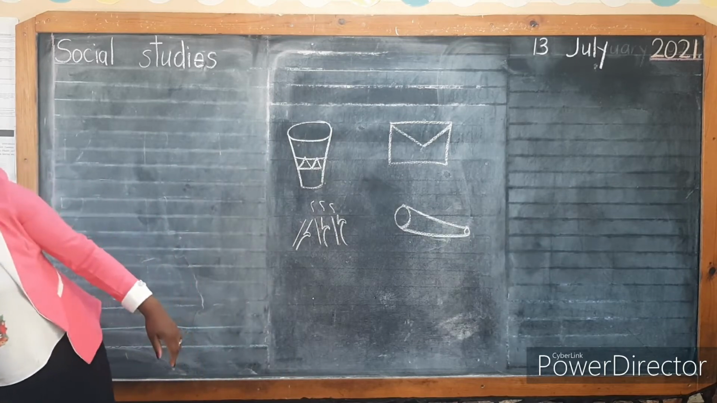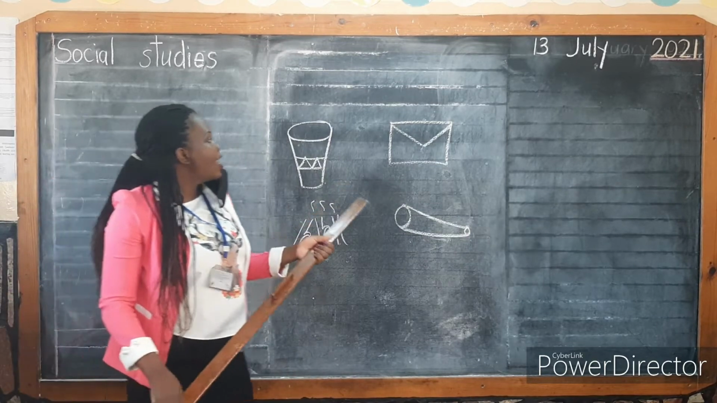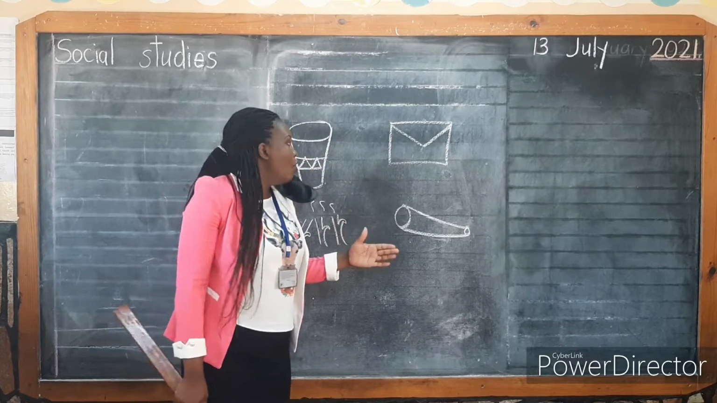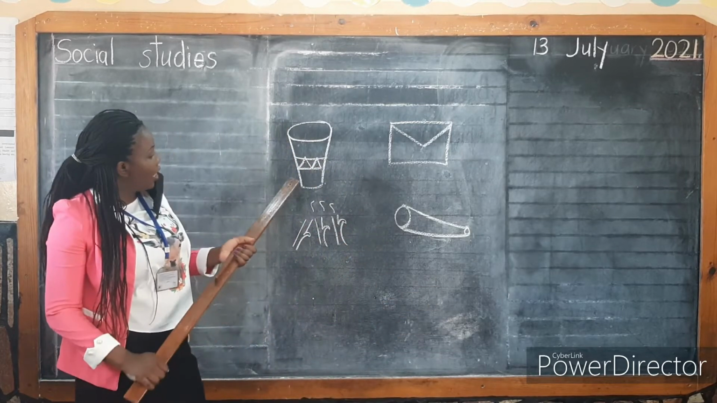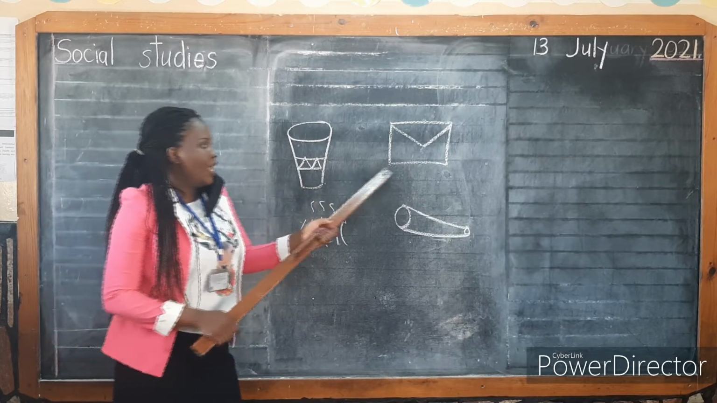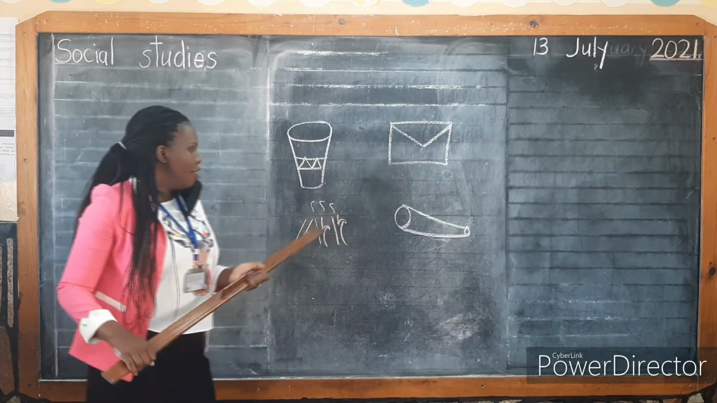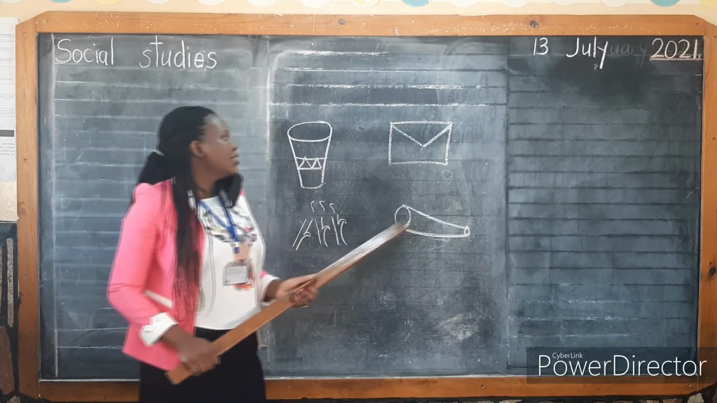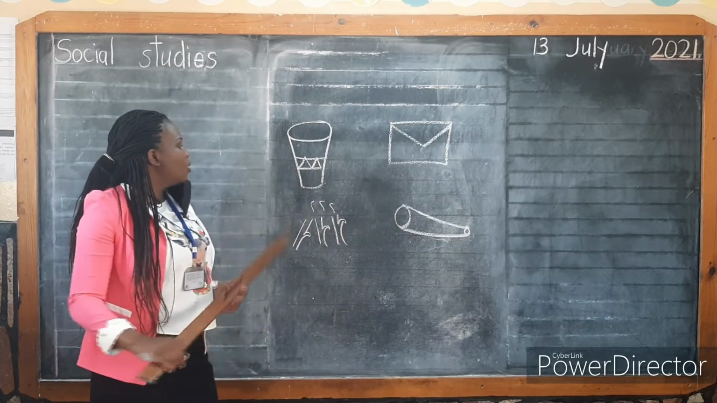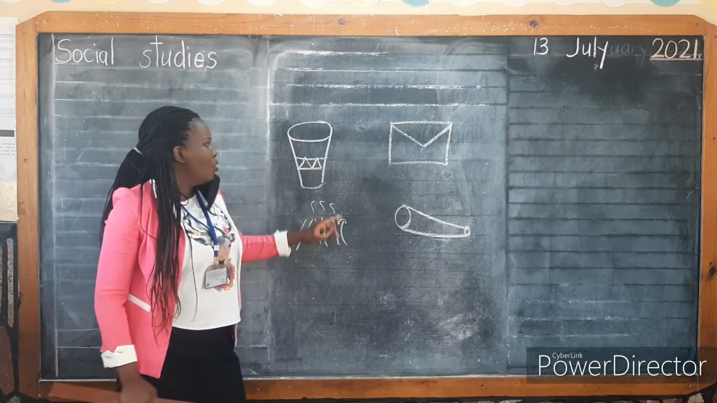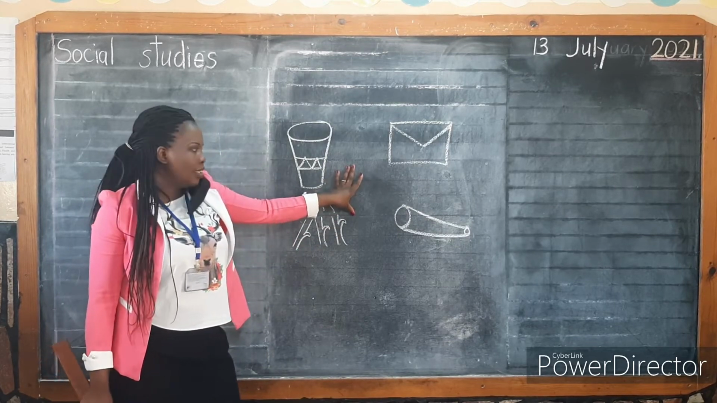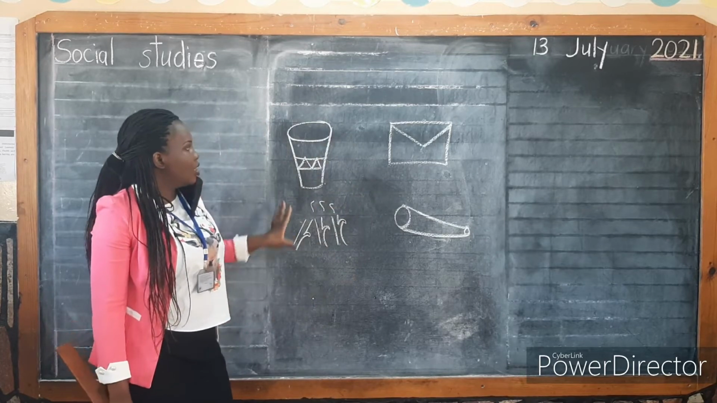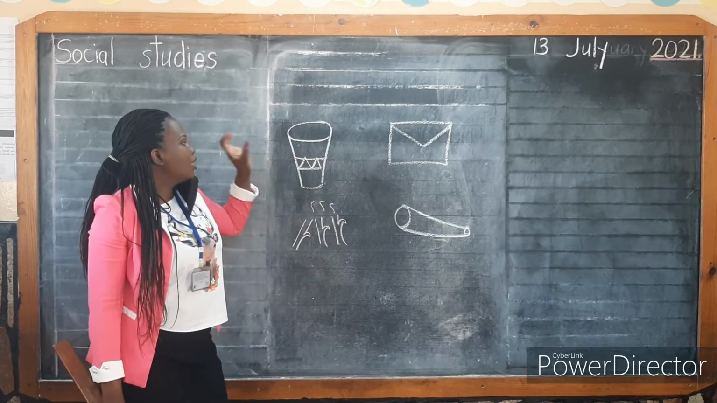So last time we looked at words that were used a long time ago when communicating to one another, of which we looked at a drum, a letter, fire, and a horn. We said these were the things that people of long time ago were using to communicate, like grandpa and grandma in their times. These were the things that they used to communicate.